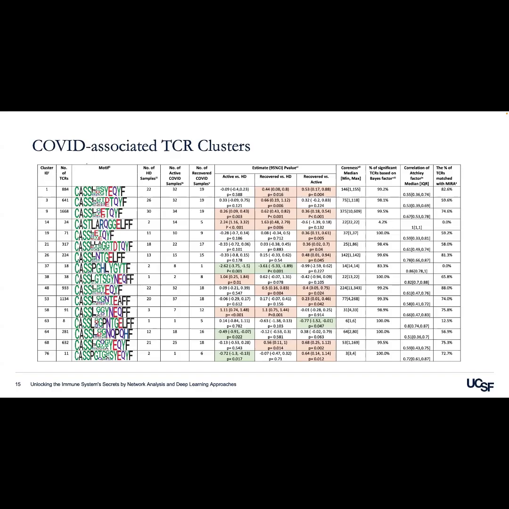Even for the COVID patients, comparing recovered samples versus active samples, you can see that we can still identify TCR clusters whose abundance is differentially different, because that means your adaptive immune system reacts to the virus. It's a very complex system.